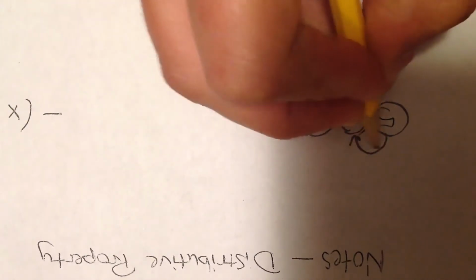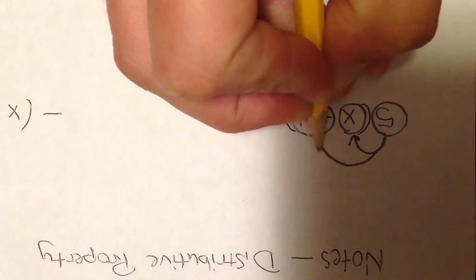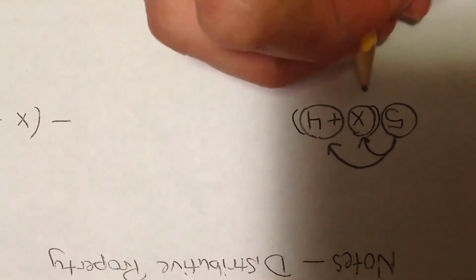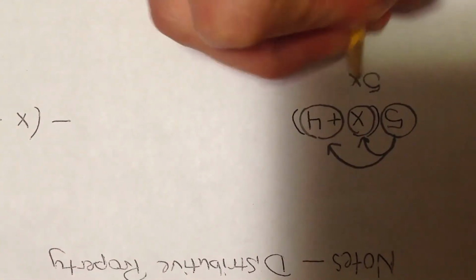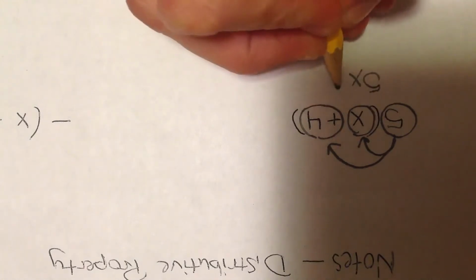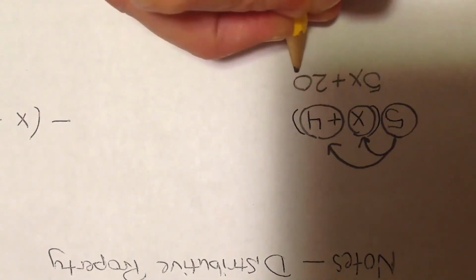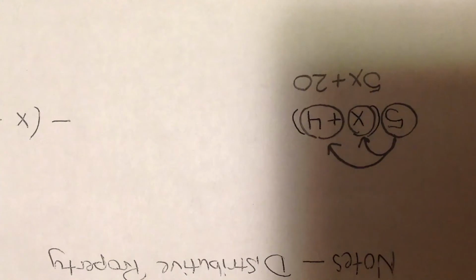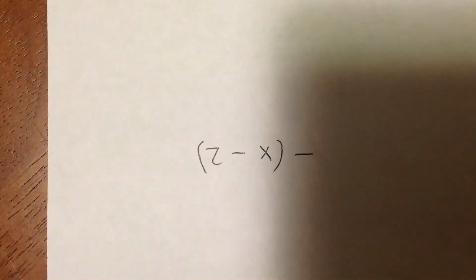So we're going to multiply 5 times x, and we're going to multiply 5 times 4. So 5 times x is 5x, and 5 times 4 is positive 20. 5x plus 20 is my answer. I can't combine those because they're not like terms.